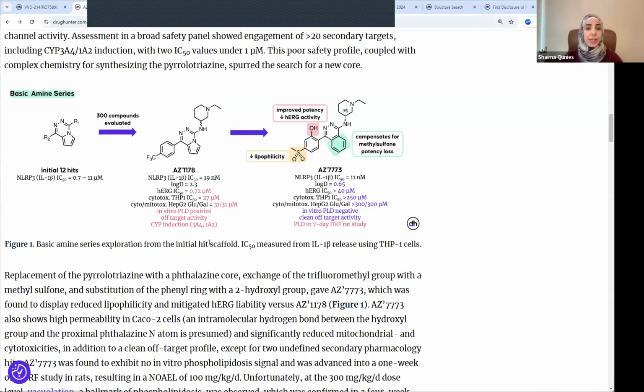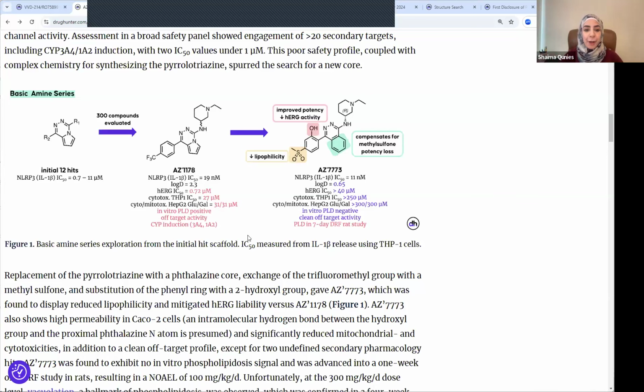So they were really interested in pursuing that basic amine series, and AZ1178 was one of the very first compounds that they have identified. However, this molecule suffered from hERG inhibition, in vitro toxicity, and in vitro phospholipidosis. So more optimization was done around 1178. And here I like to always highlight what parts of the molecule were changed for visual learners like myself. It's just easier to track how the SAR was done.